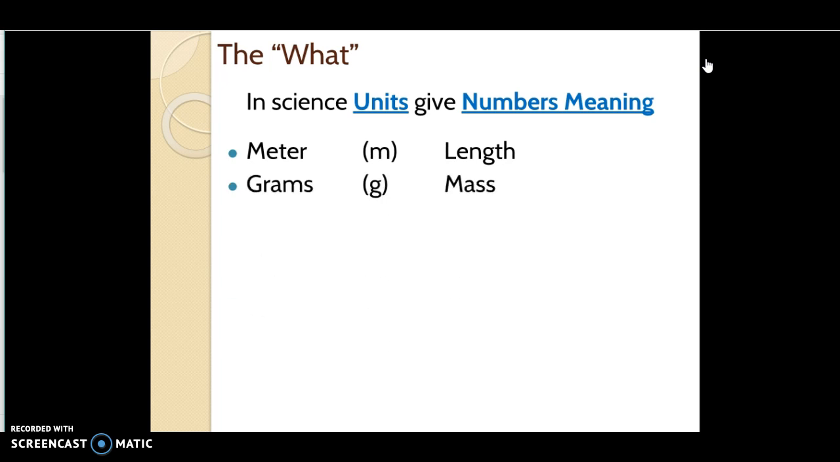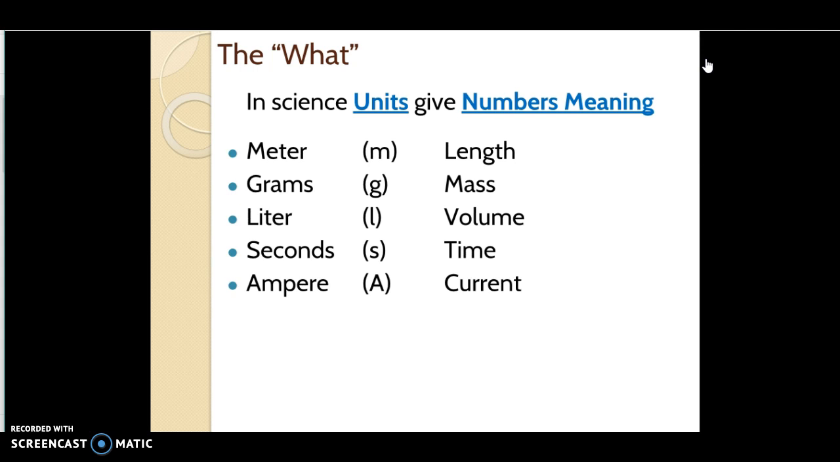For mass, our base unit is grams. For volume, we're going to use liters. Time is measured in seconds. Current is measured in amperes. Temperature in kelvins, and if we're measuring the amount of a substance, like how much fits in a unit, I'll explain this more when we get to our chemistry section, you're going to be using moles.